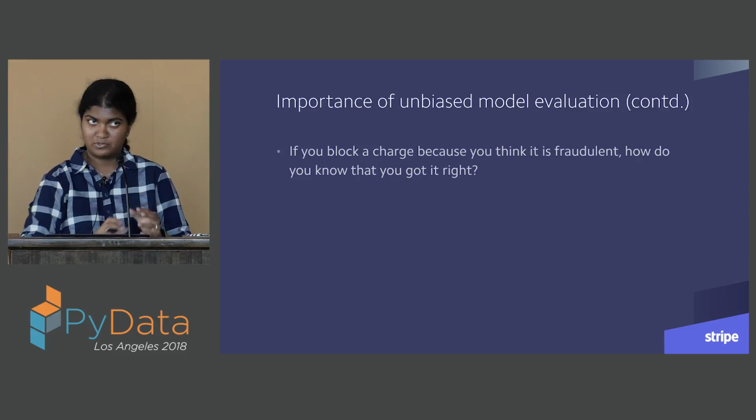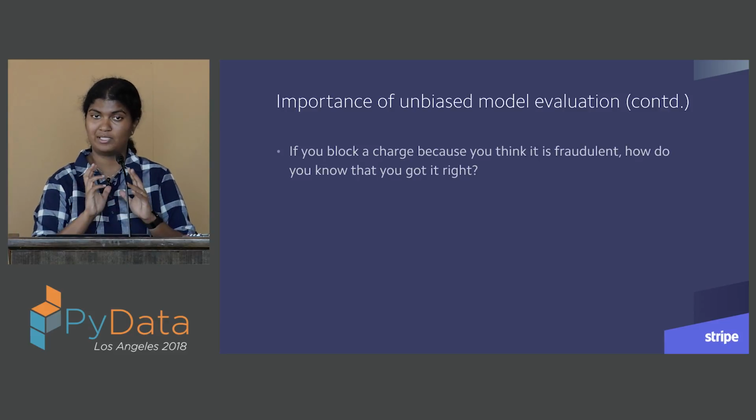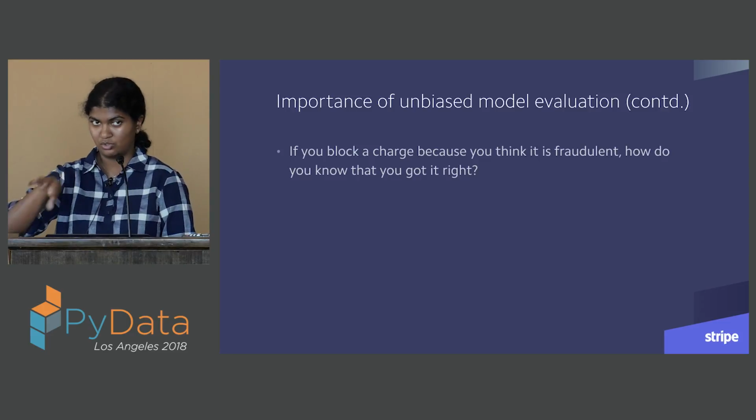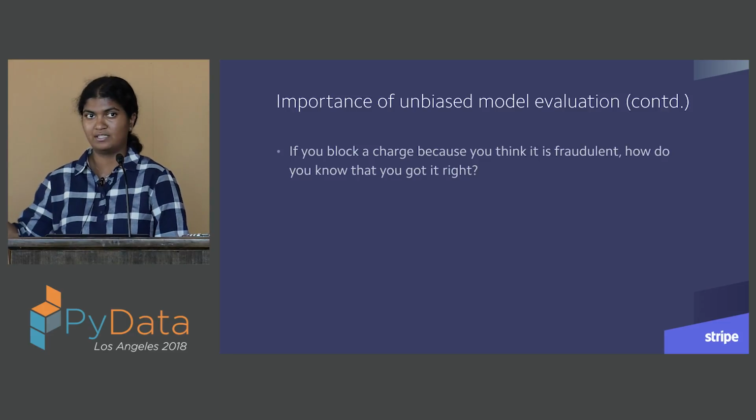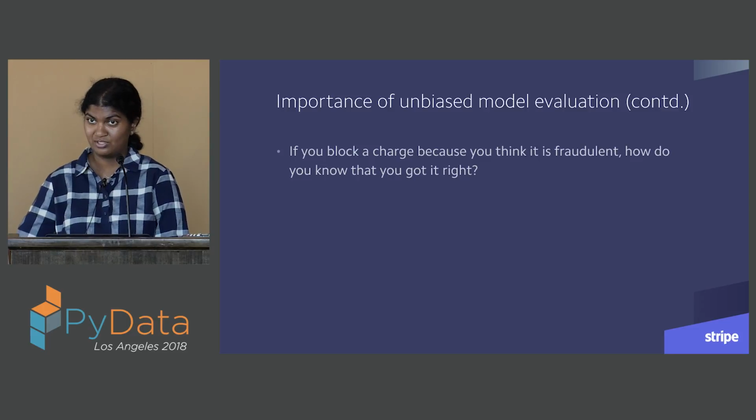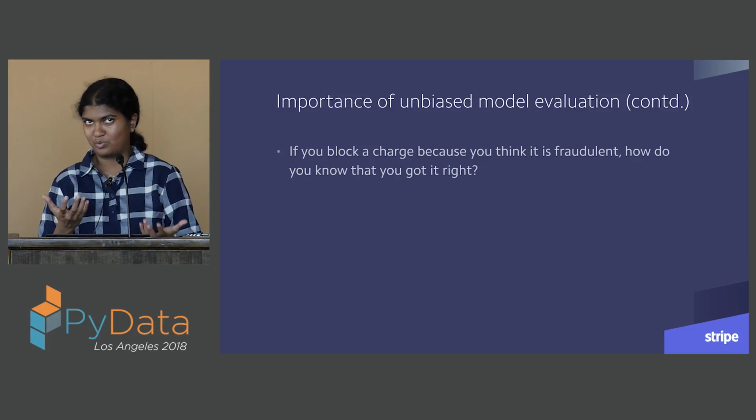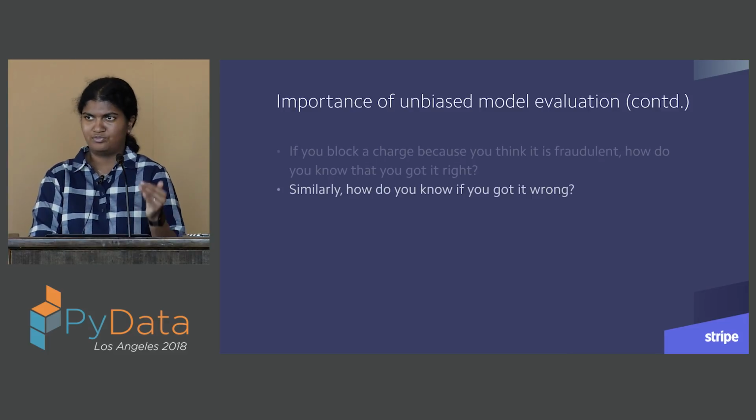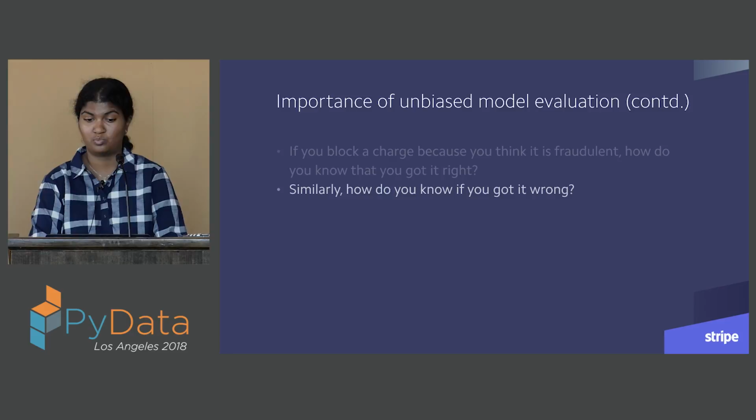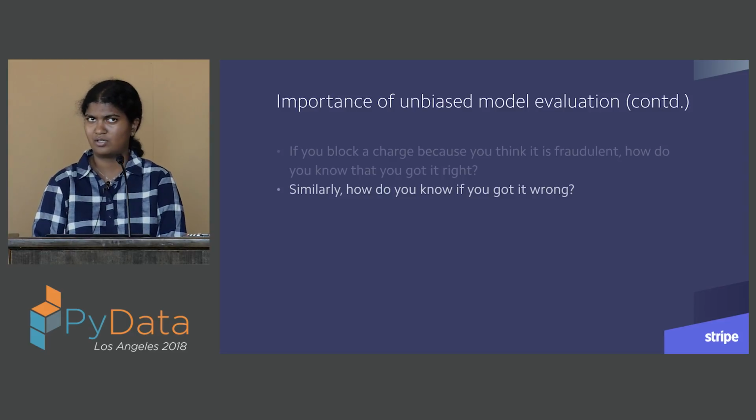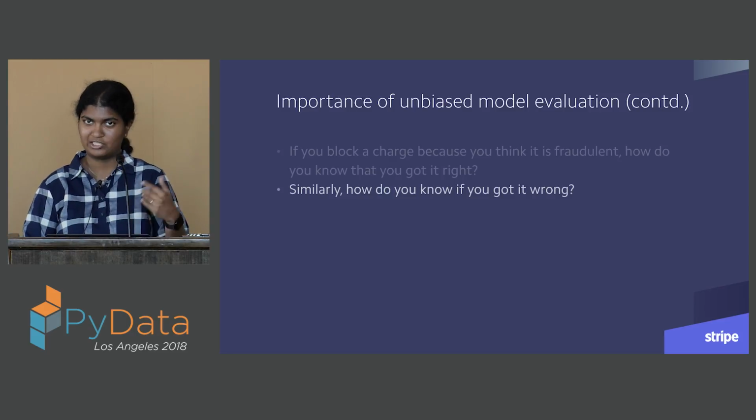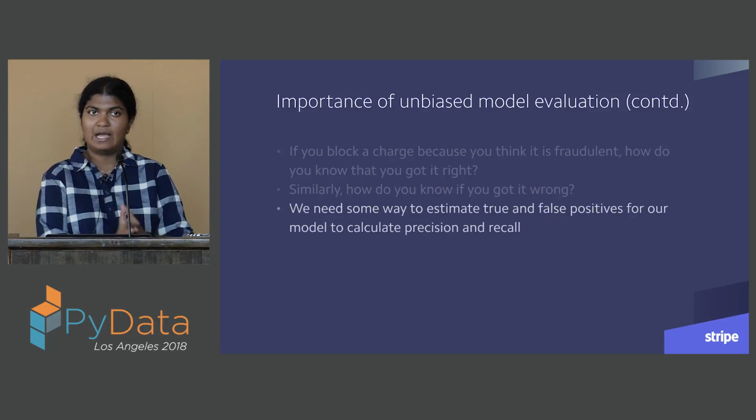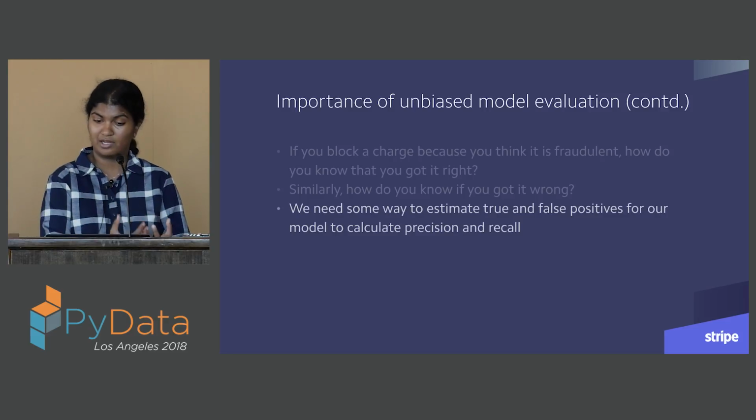But if we think a charge is fraudulent and we block it, we haven't let the charge go through to see if there's going to be a chargeback filed by the customer. So how do we actually know if we were correct in determining that this was fraud? Similarly, if we blocked something because we thought it was fraud, how do we know we got it wrong? How do we know that this wasn't actually going to end up being fraud? We're basically biasing the outcomes of our charges using our model.